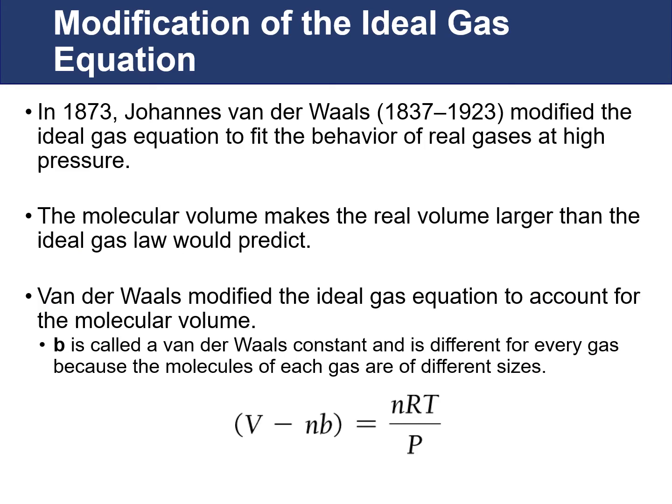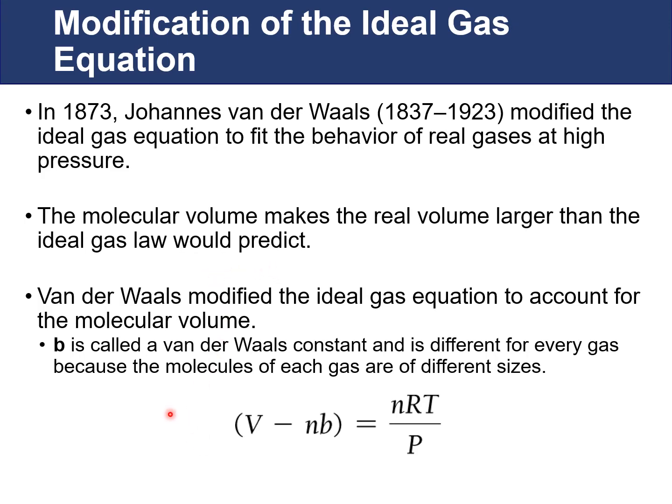So it was in 1873 that Johannes van der Waals modified the ideal gas equation to be able to fit some of the behaviors of real gas at high pressure, essentially coming up with a bit of a modification factor to the volume. So the molecular volumes actually take up space. Because the molecular volumes make up a real volume that is larger than what the ideal gas would predict, we need to be able to take that into account.